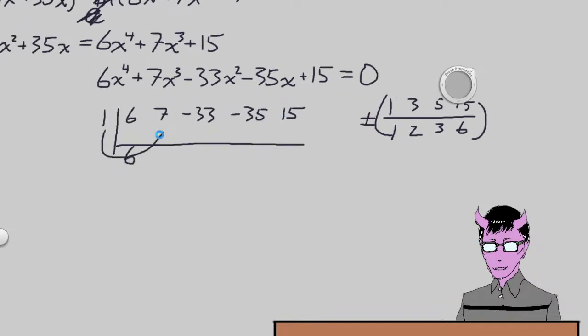Drop the 6. Product. Sum. Product. Sum. Product. That's not looking good. So minus 55. And then product, negative 55. Sum, we get negative 40. Yikes. So 1 has failed, right?